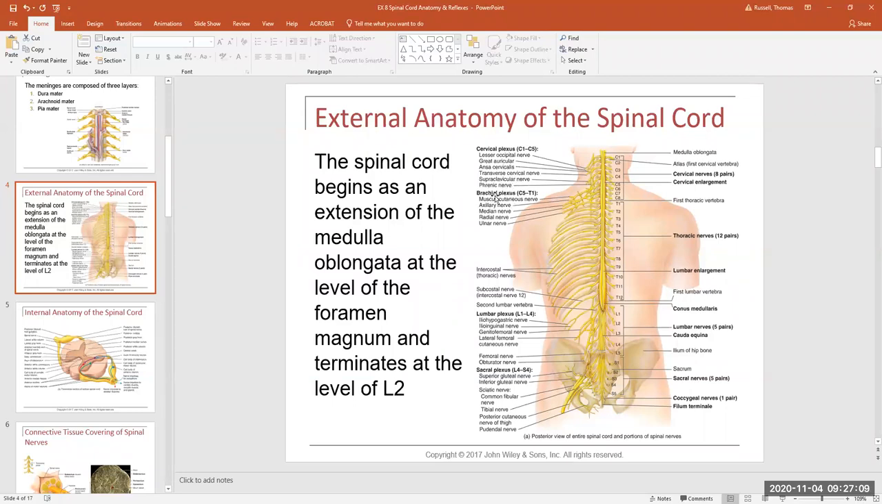Now, the brachial plexus does originate superiorly at a continuation of C5, but goes through thoracic 1, right? So we have these nerves that come off what's called the brachial plexus that go into your shoulder and your upper arm and part of the upper back of your shoulder. The real important ones are your axillary nerve that goes to your armpit, the median nerve, radial and ulnar nerve that go down your arm.